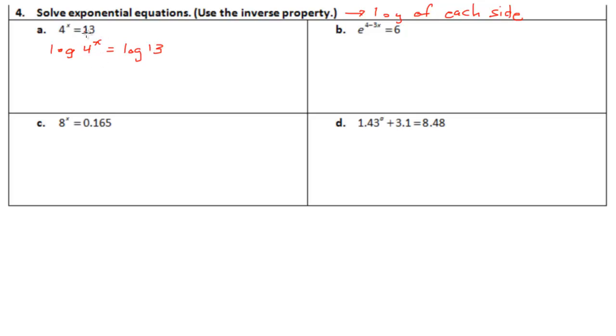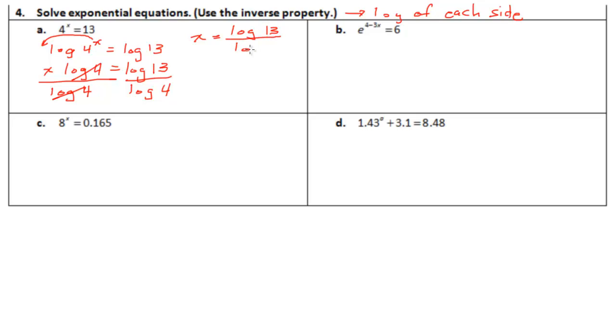Now what does this do for us? Well, the property of log says now we can take this x out in front and say, this is x log 4 equals log 13. And if I divide both sides by log of 4, I can cancel that off, and I have x is equal to log of 13 over log of 4.